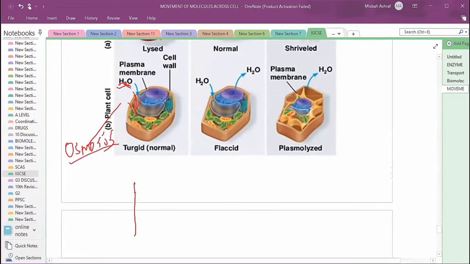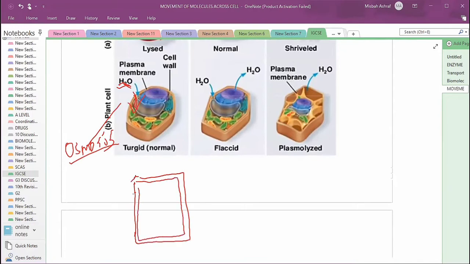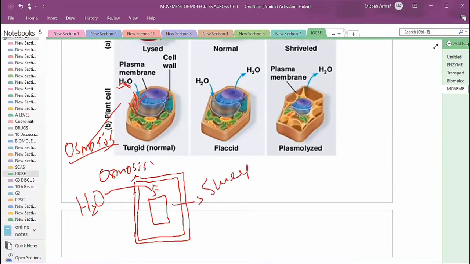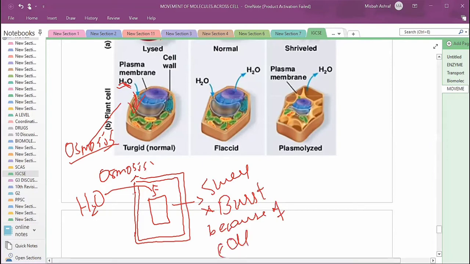Now I'm just going to draw this plant cell here. This is the plant cell: cell wall, cell membrane, and vacuole. Water moves inside by the process of osmosis, right? And this cell also swells, but it does not burst because of the cell wall.